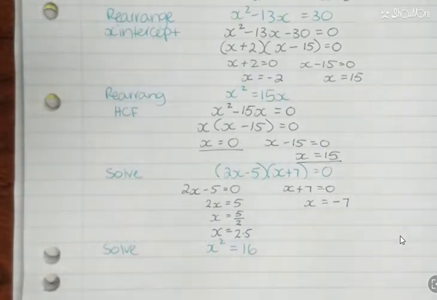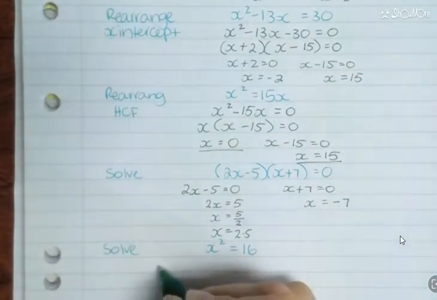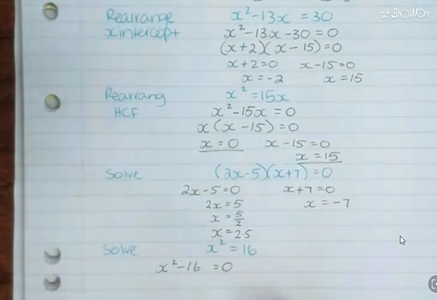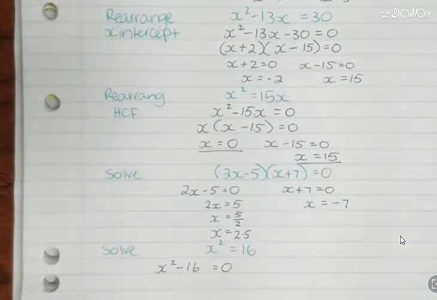Now, if you've just got x squared equals something, you can still make it equal to 0. So you could make it x squared take 16 equals 0, and then you could factorise this one. Can you remember how this one factorises if you don't have an x element, if you've just got x squared and a constant on the end?